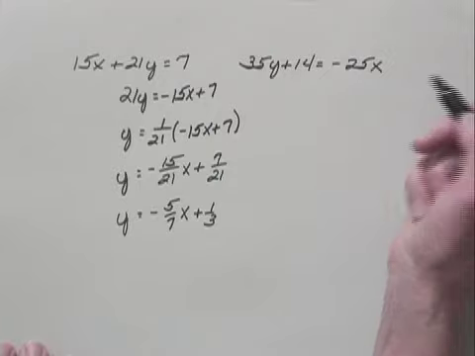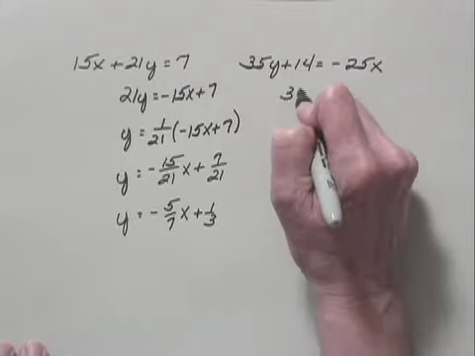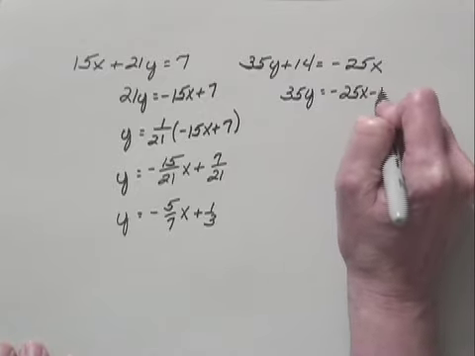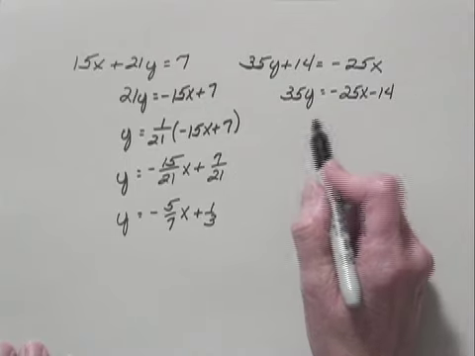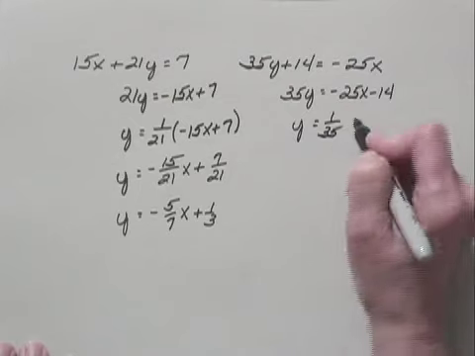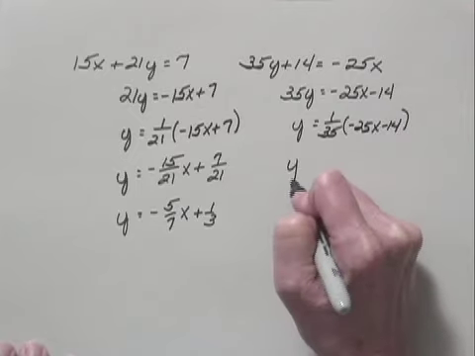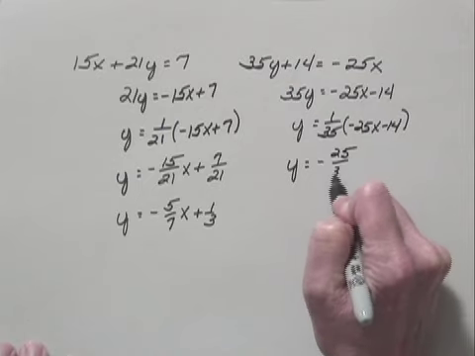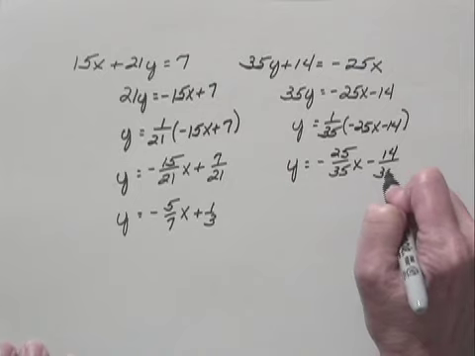Now let's solve the second equation for y. I'm going to subtract 14 on both sides first. So I'll have 35y equals negative 25x minus 14. And now I'm going to divide both sides by 35 or multiply both sides by 1 over 35. And using the distributive law, I have negative 25 over 35x minus 14 over 35.